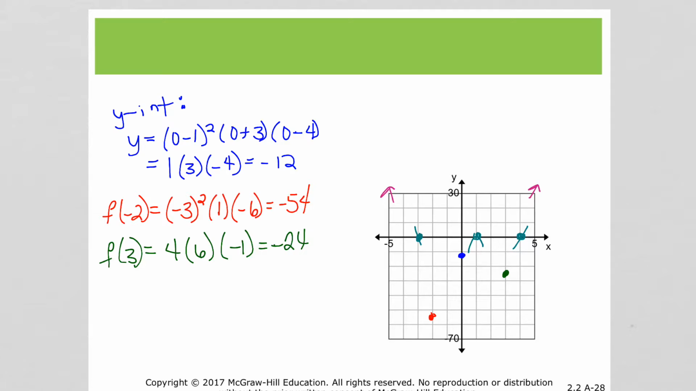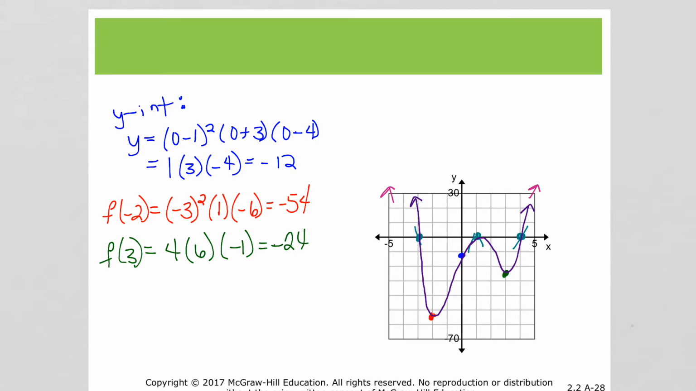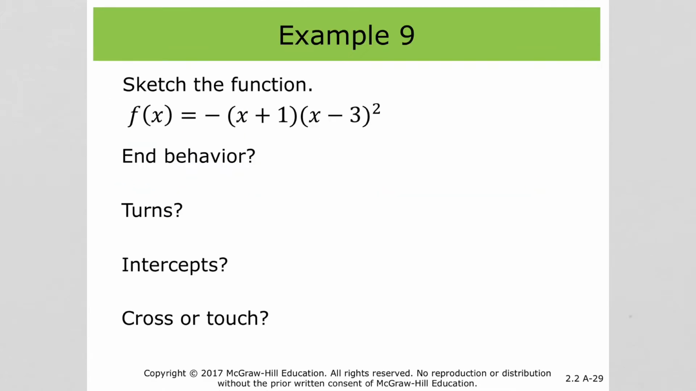So we're touching, we're going through that point, we've got a turn there, and we're going up. And then touching, coming down, going back up. So it's definitely not exact, but it's a very good sketch that gives us an idea of what this polynomial looks like. Okay, so for the next one, let's just do the same thing.